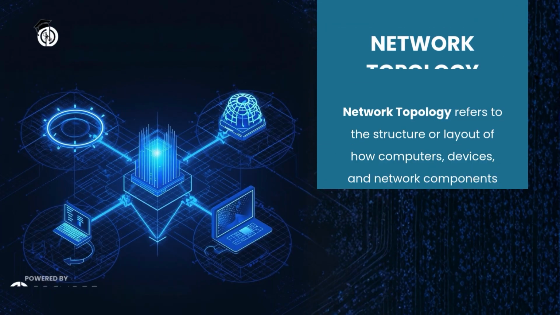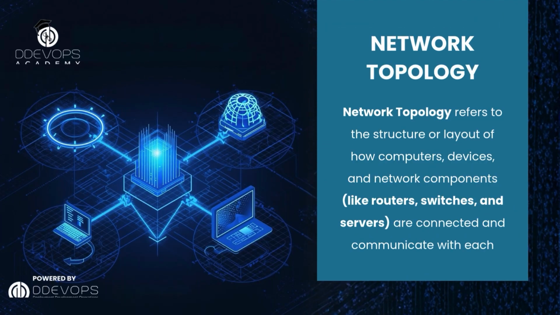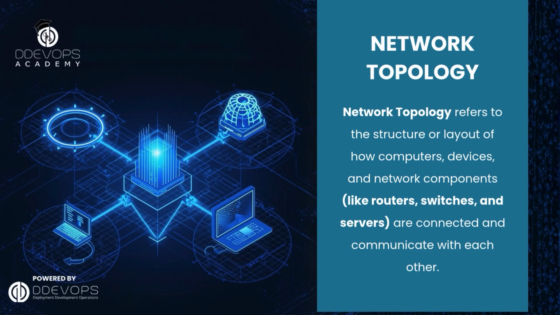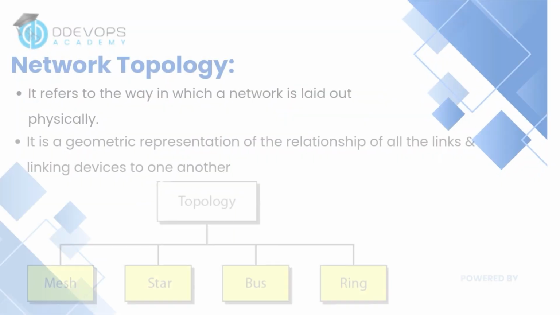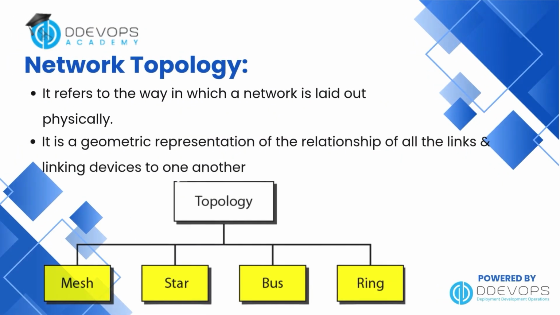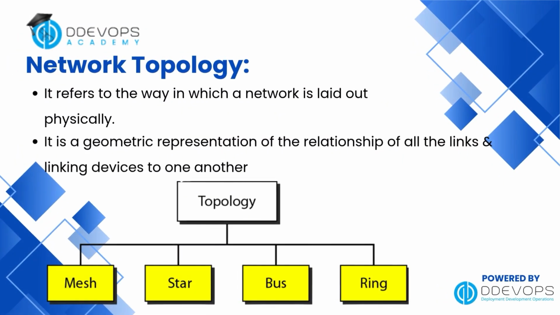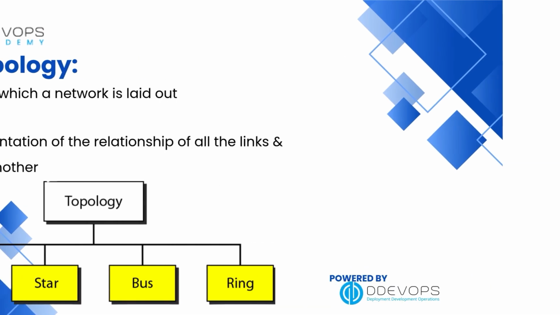Network topology refers to the structure or layout of how computers, devices, and network components, like routers, switches, and servers, are connected and communicate with each other. In simple words, it shows the arrangement of devices and how data travels within the network. It refers to the way in which a network is laid out physically. It is a geometric representation of the relationship of all the links and linking devices to one another.